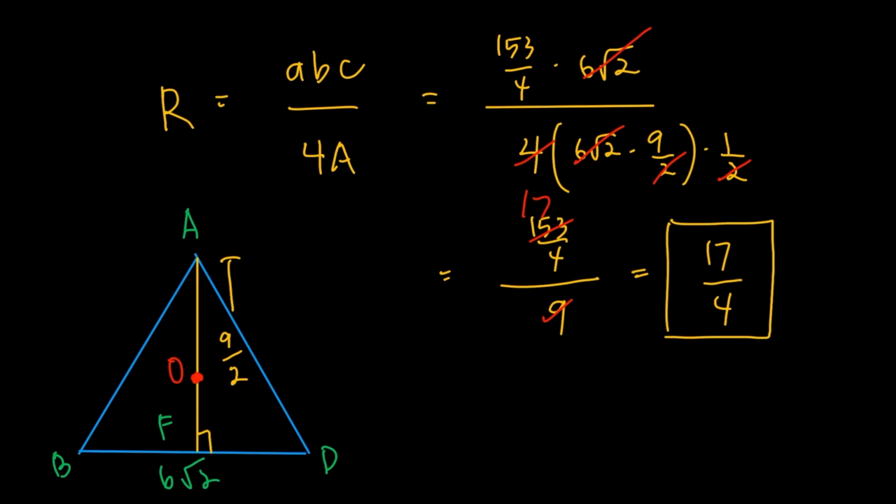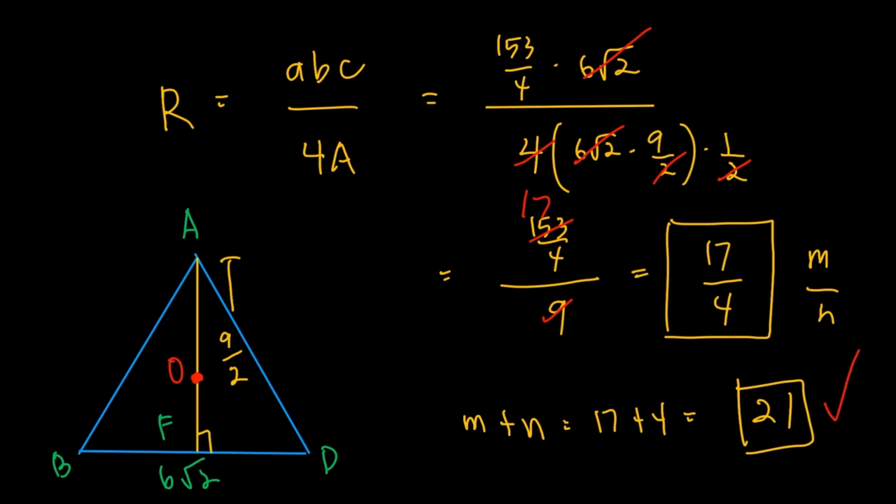But we're not yet done because this is AIME format. This was our m over n. So our m plus n would be 17 plus 4, and that's going to give us the final answer of 21. All right, so this is the final answer.